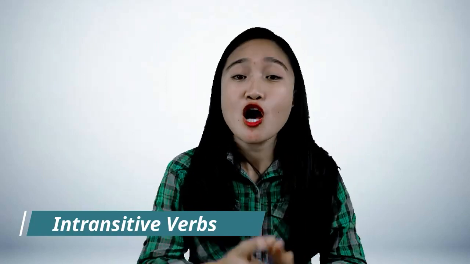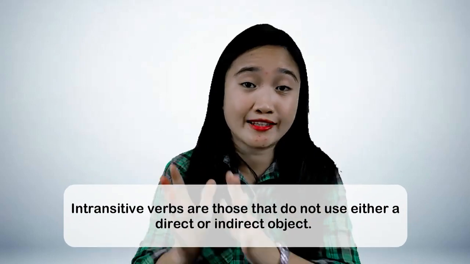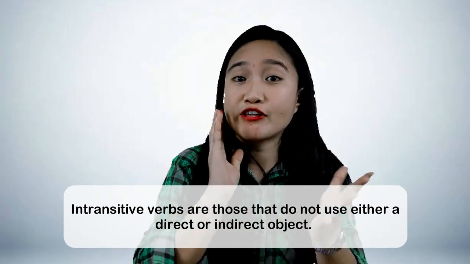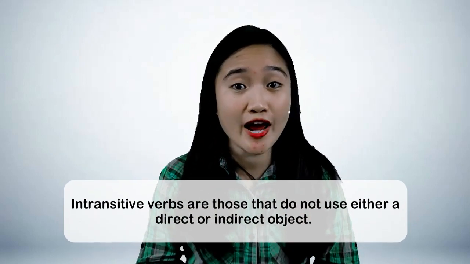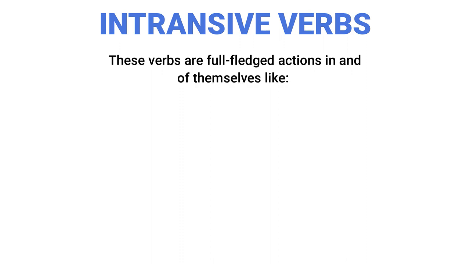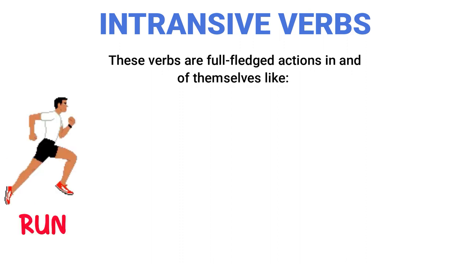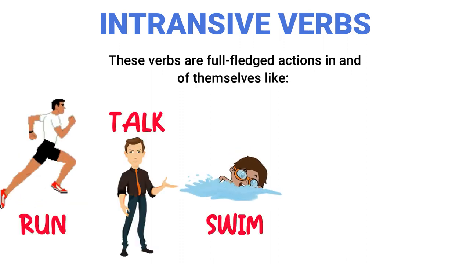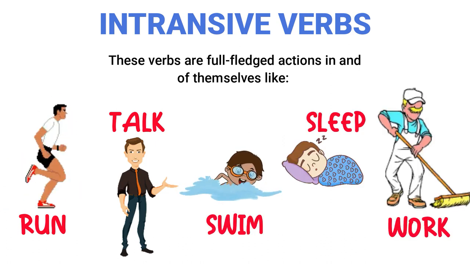Now let's talk about intransitive verbs. So when we say intransitive verbs, these are verbs that do not use either a direct or indirect object. These verbs are full-fledged actions in and of themselves, like run, talk, swim, sleep, and work.